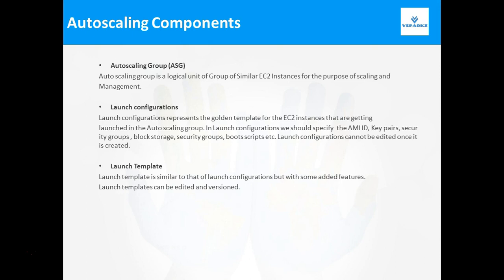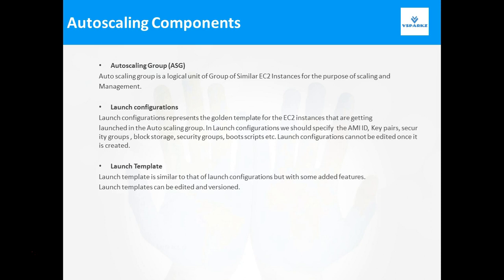Let us see the autoscaling components. Autoscaling group, launch configurations and launch templates are the main components of autoscaling. Autoscaling group is a virtual or logical group that consists of EC2 instances, which we already discussed in the last slide.